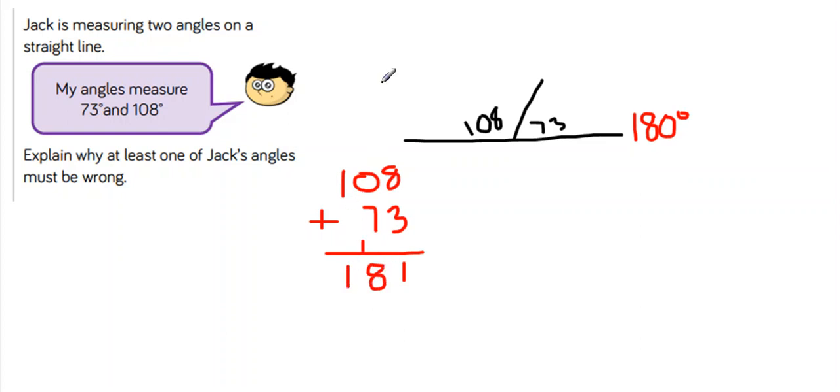Okay? So I can see straight away that the angles that he has chosen go above 180 degrees because they're 181 degrees. Okay, so this means that at least one of Jack's angles must be wrong because his total is above 180 degrees, which is above the amount of degrees that are on a straight line.